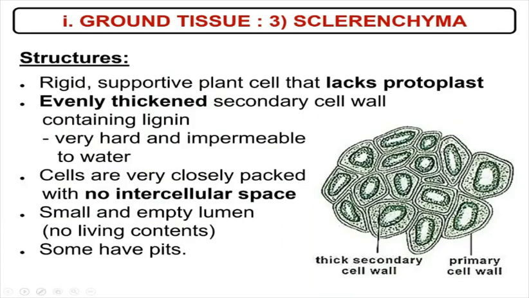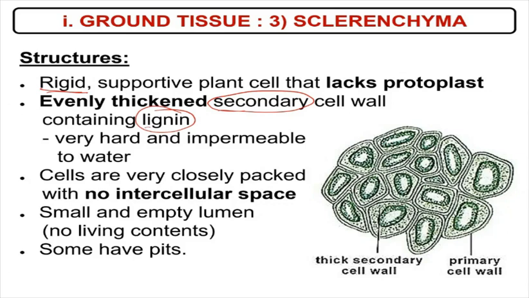Sclerenchyma are rigid cells. Why are they rigid? Because they have a secondary cell wall. The composition of the cell walls is considered secondary cell walls because it contains lignin, a hardening factor.